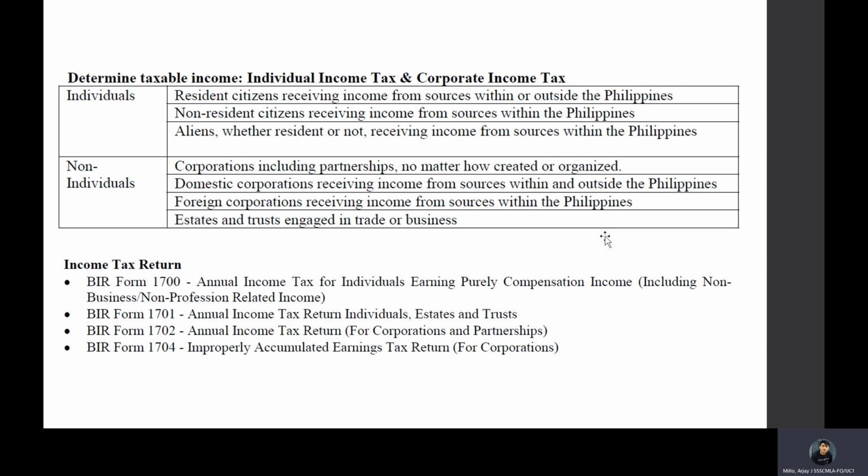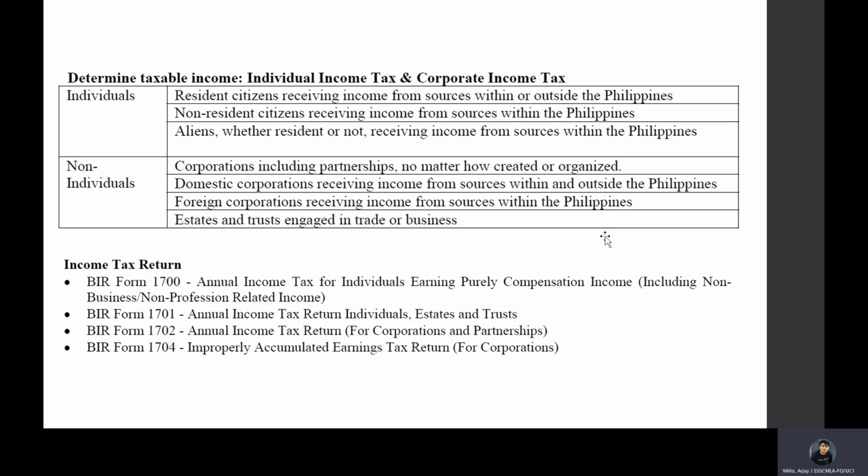And then for non-individuals, we have corporations, including the partnership, no matter how created or organized. Then domestic corporations receiving income from sources within and without. And then foreign corporations receiving income from sources within the Philippines only, and estates and trusts engaged in trade or business. Also in this slide, I have listed the corresponding returns for income taxes.